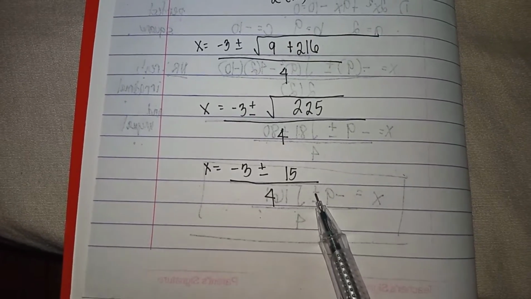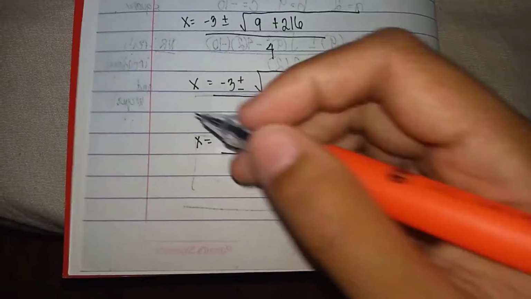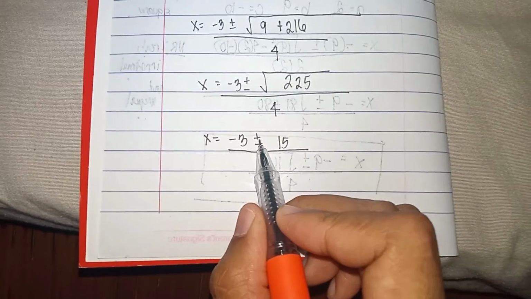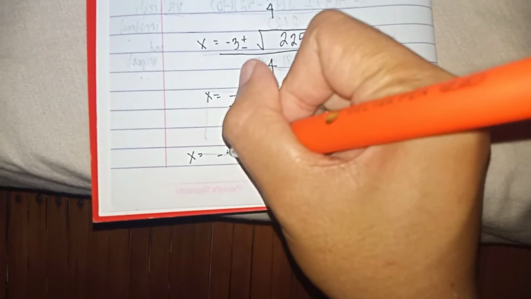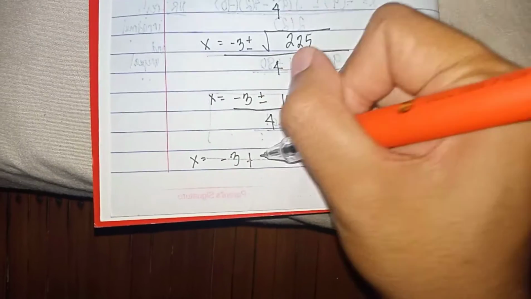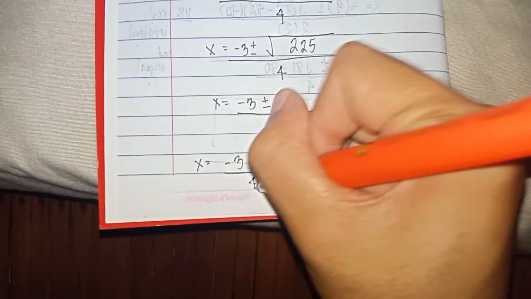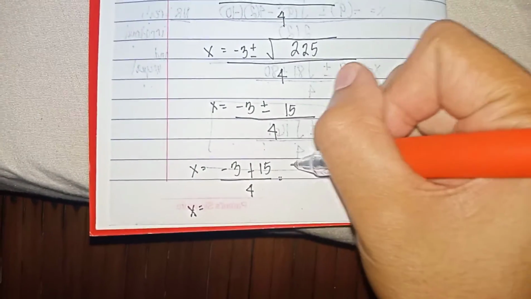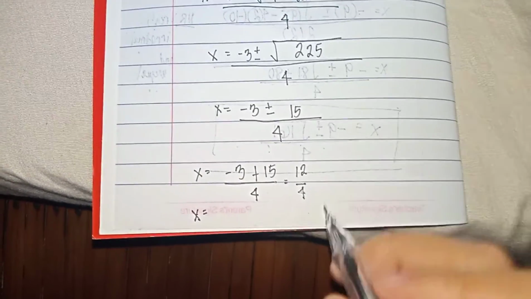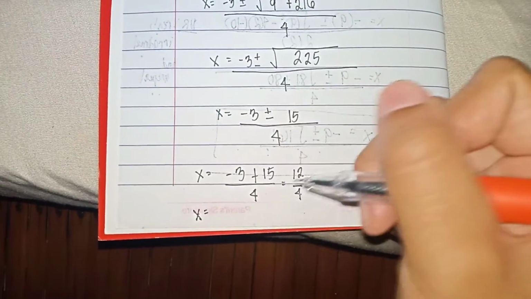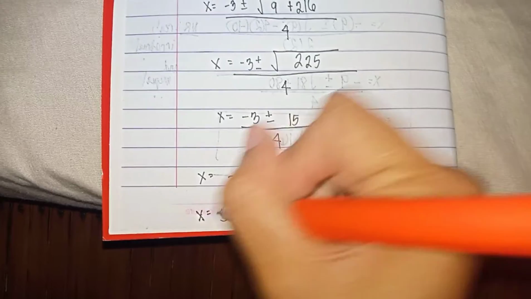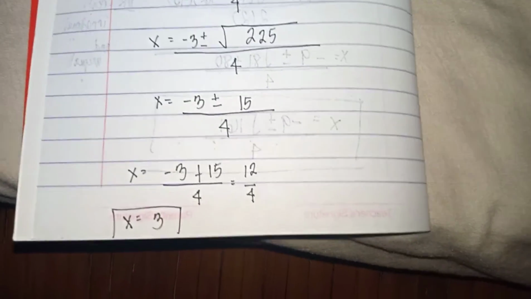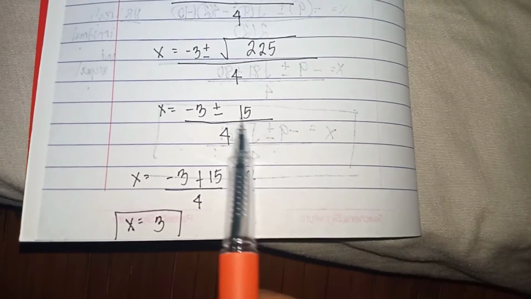So we will solve for two values here. First, we will solve for the positive 15, then the negative 15. So x equals negative 3 plus 15 over 4. So x equals negative 3 plus 15 is 12 over 4. 12 divided by 4 is 3. So 3.